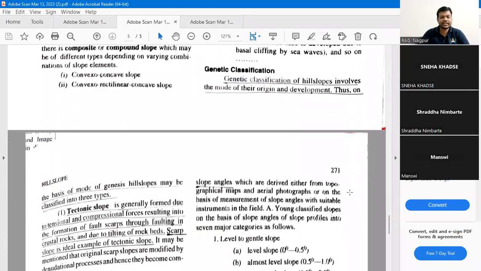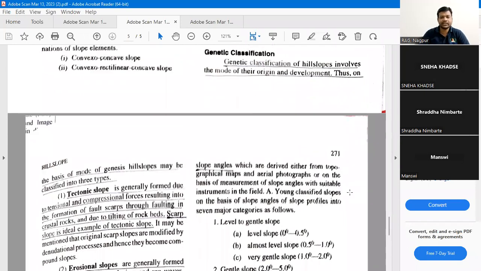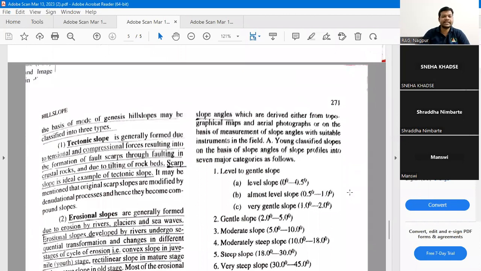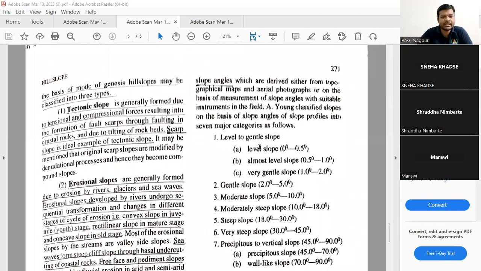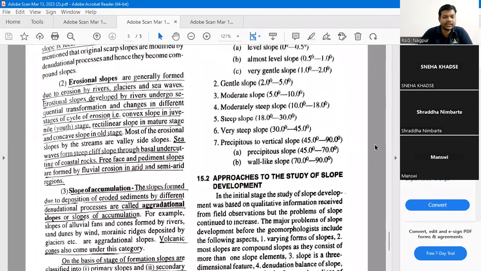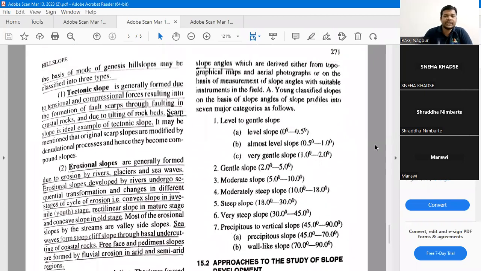Now, classification of the slopes. The genetic classification of the slope. Genetic classification means the scheme of classification which depends upon its origin. On the basis of this, the slopes are divided into three types: the tectonic slope, erosional slope, and slopes of accumulation.